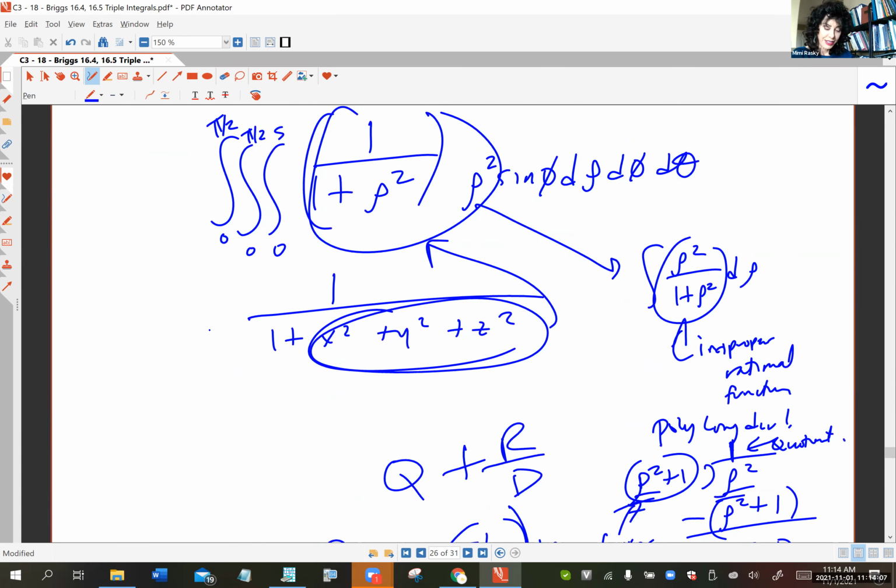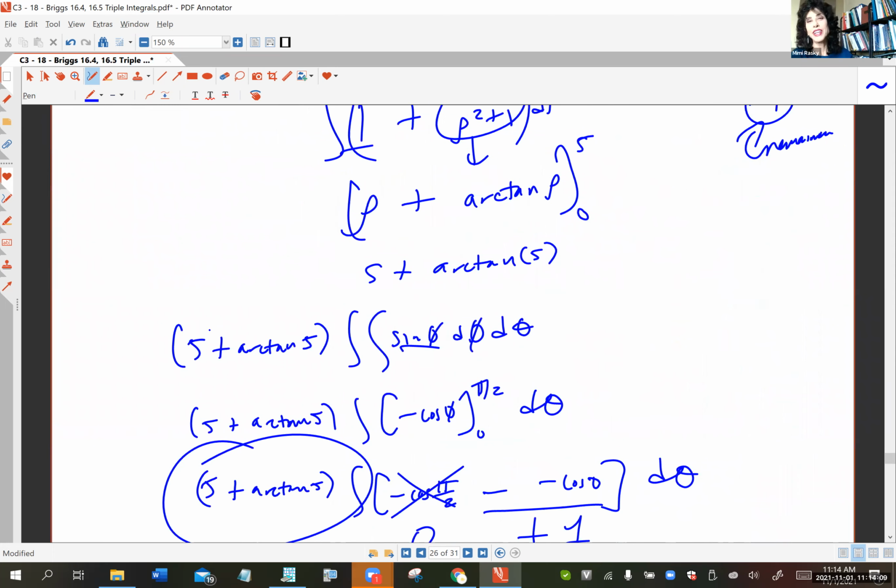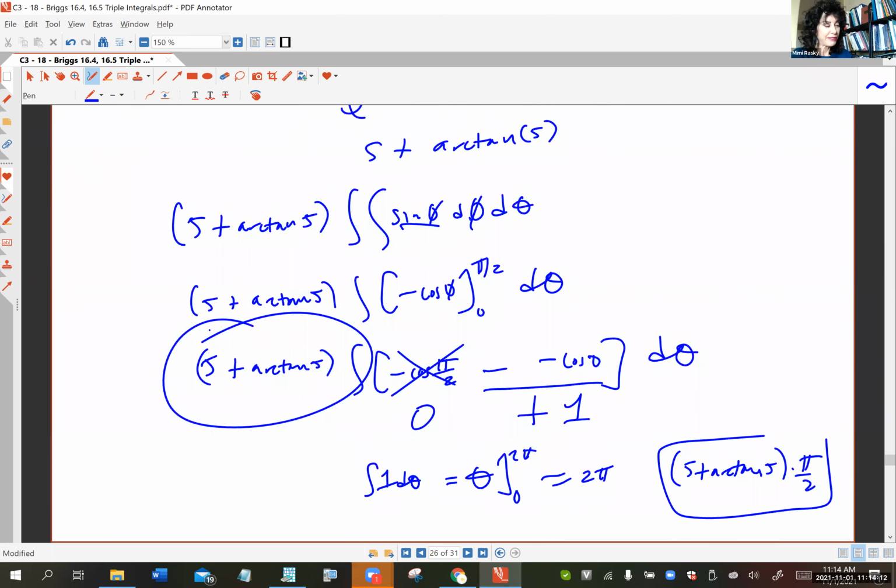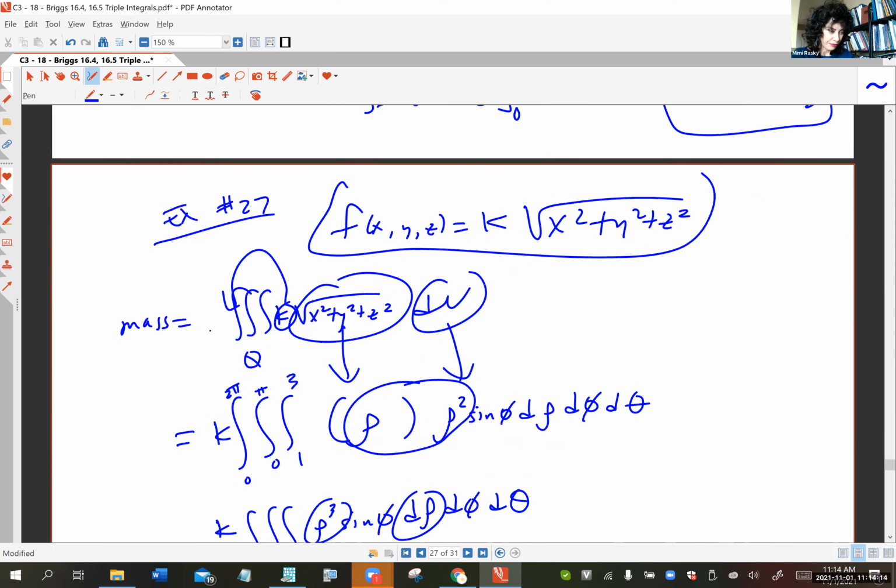And then, of course, polynomial long division and arctan rule. It's like a triple whammy. I love those. It's all good.